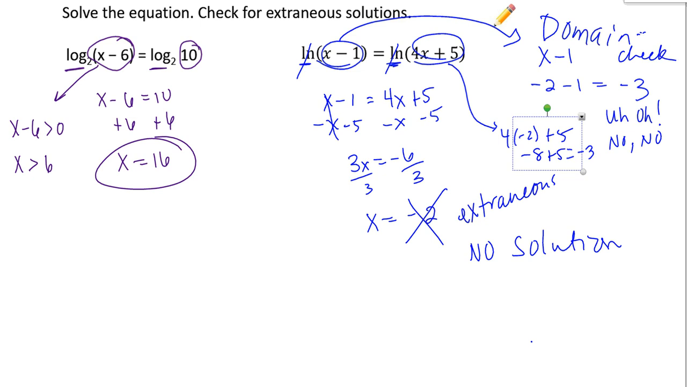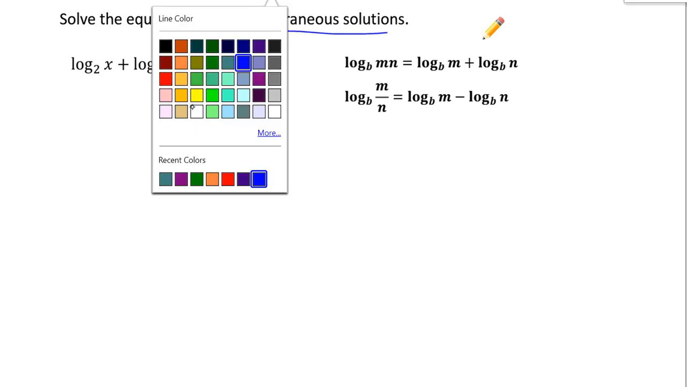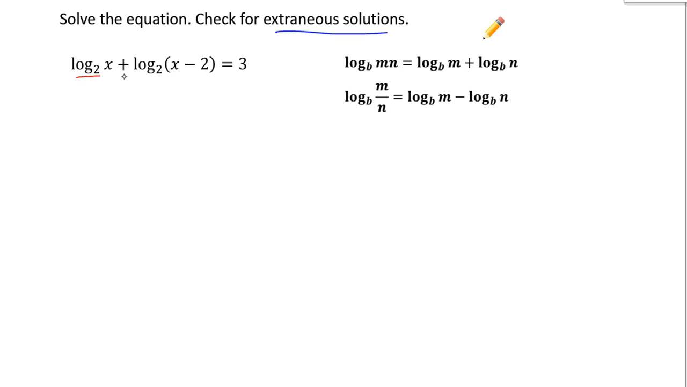All right, next one. Okay, this one says solve, blah, blah, blah. It's reminding you to check for extraneous solutions. Okay, we've got 2 logs, but they're not equal to each other. They've got this 3 over here. I'm going to combine them into one log. Log base 2. It is adding, so that means we're going to multiply inside. Multiply. That equals 3. Now we're down to a single log.